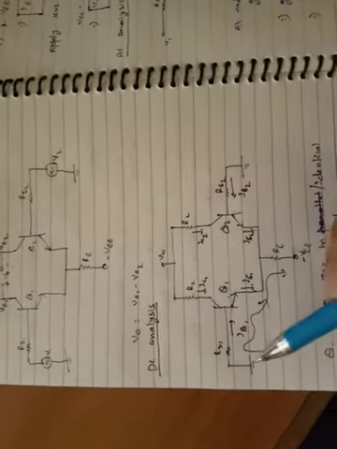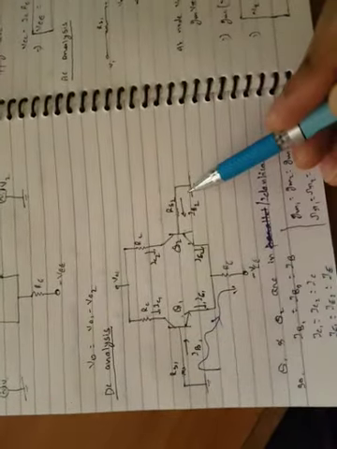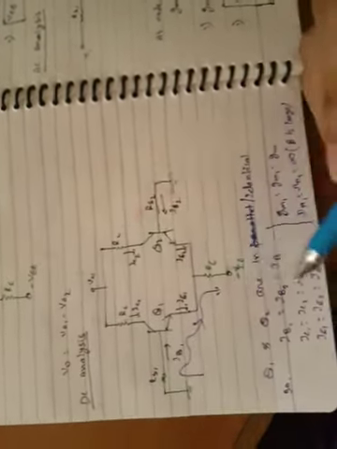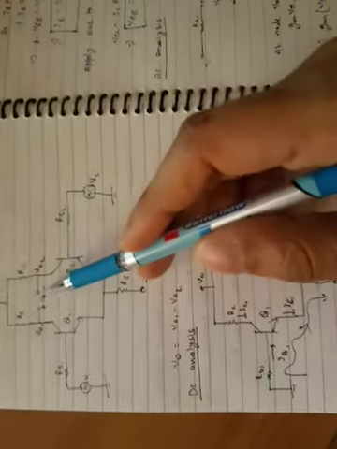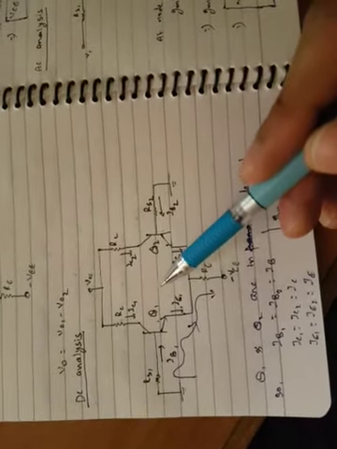So for DC analysis, this source will be deactivated, and the only active source is the DC source. So this circuit now becomes this circuit for DC analysis.